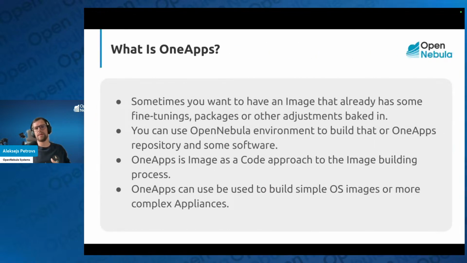Then OneApps helps you to build, and as the output, you will have the image that you can upload to OpenNebula, and then point towards that image in the virtual machine template and start using it. As simple as that.